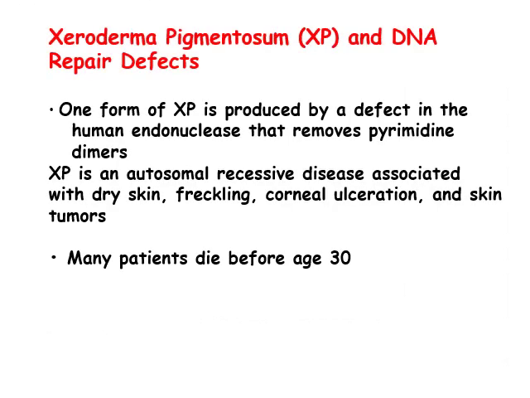Xeroderma pigmentosum is an example of DNA repair defects. This type is produced by a defect in the human endonuclease enzyme that removes pyrimidine dimers. It is an autosomal recessive disease associated with dry skin, freckling, corneal ulceration, and skin tumors. Many patients die before age 30.